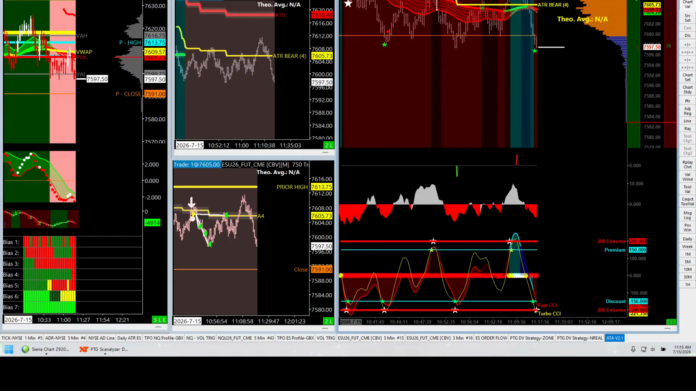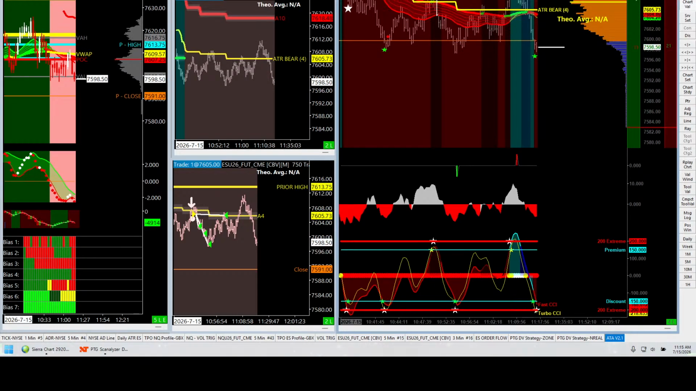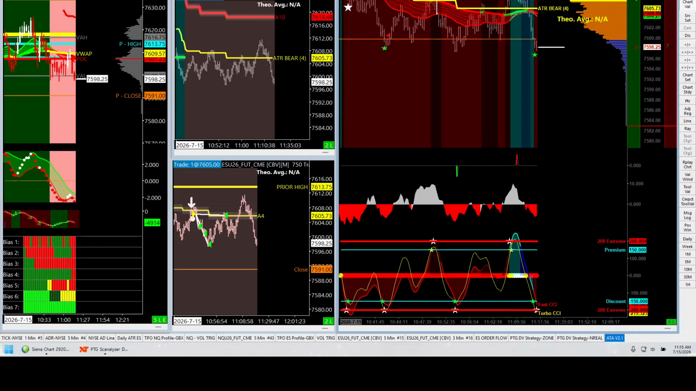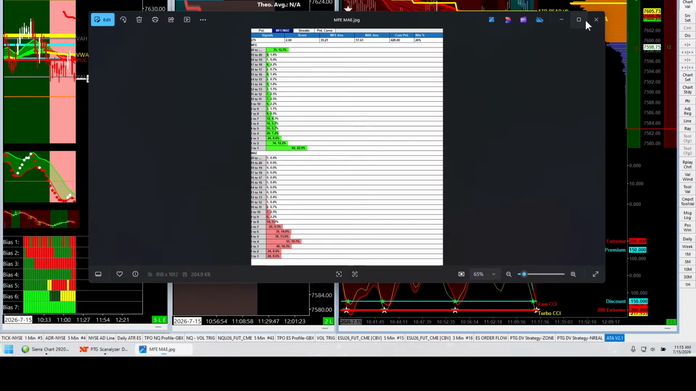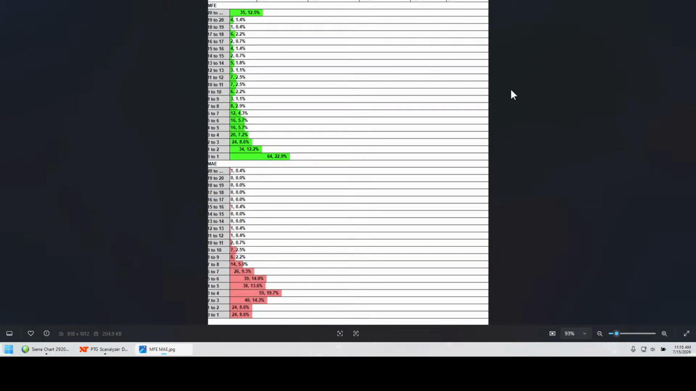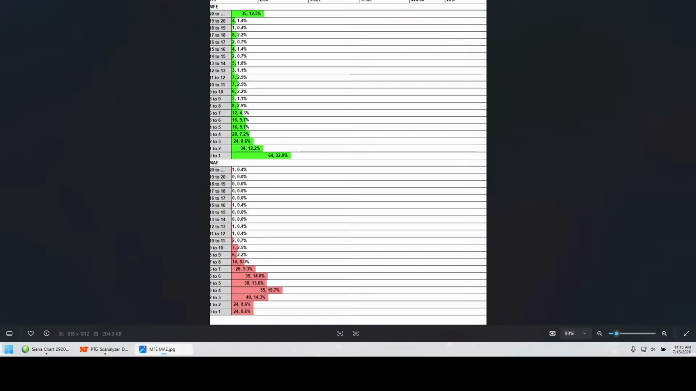Okay, so let me show you this, right? We were talking about the various statistics and so forth. So let me give you a glimpse of some of the things that I do. This is something that I created on my own with my programmer. Everybody's familiar with the terms maximum favorable excursion, maximum adverse excursion. Who's not familiar with that? Everybody familiar with that?